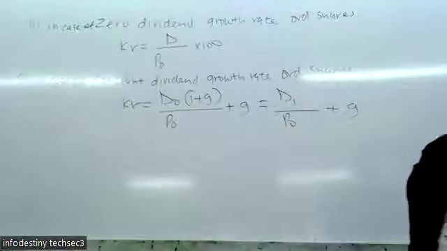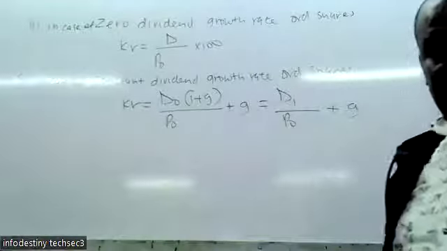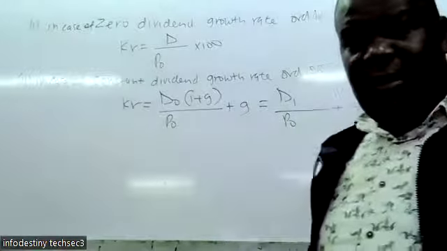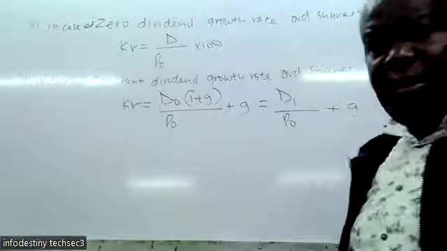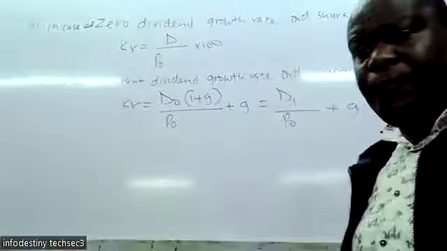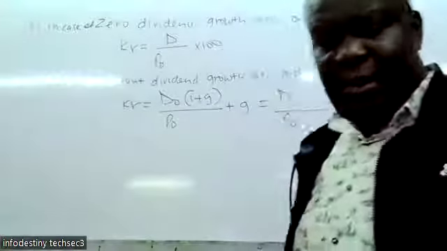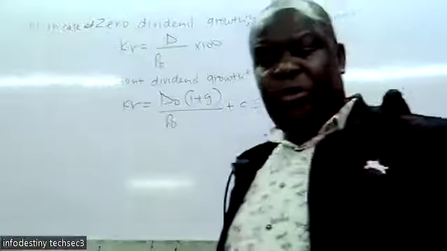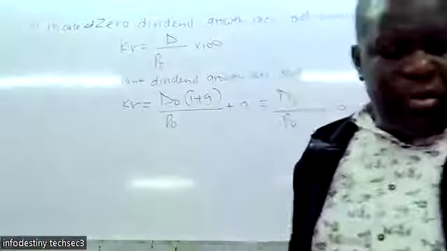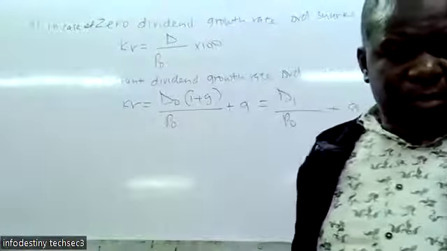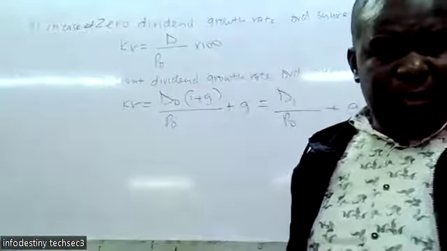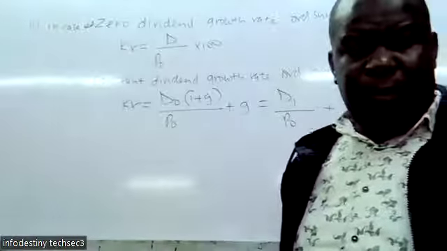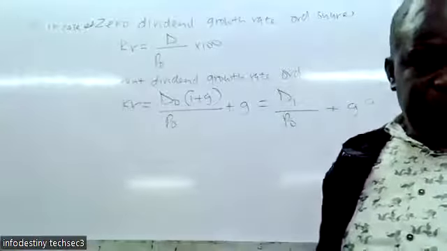So that is now all about the cost of equity. Equity is classified into two: retained earnings and the ordinary shares. So let us now go to the cost of the preference shares.